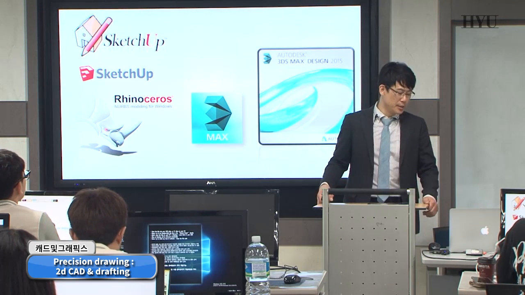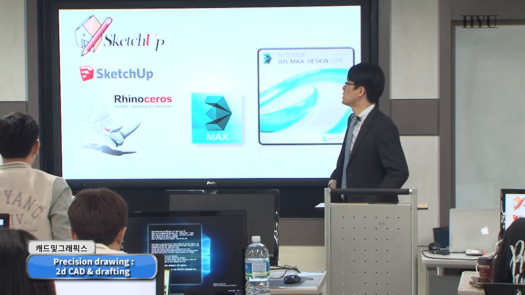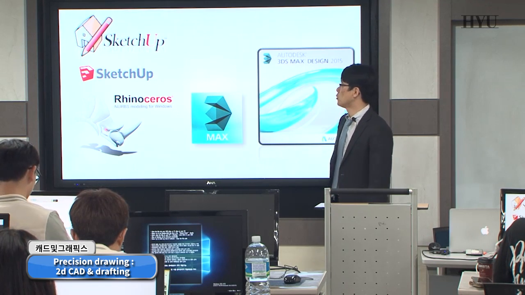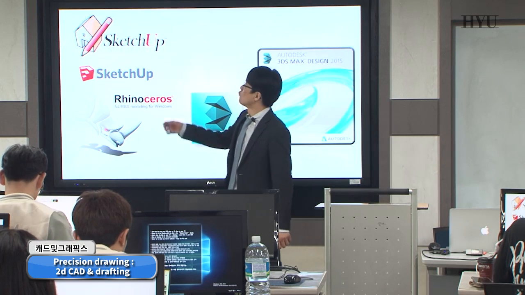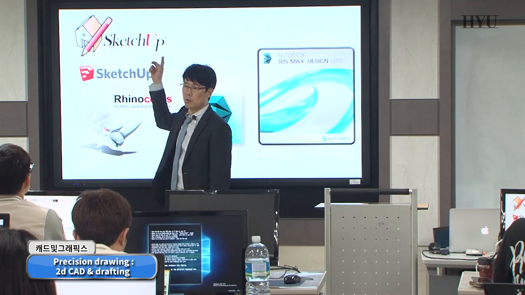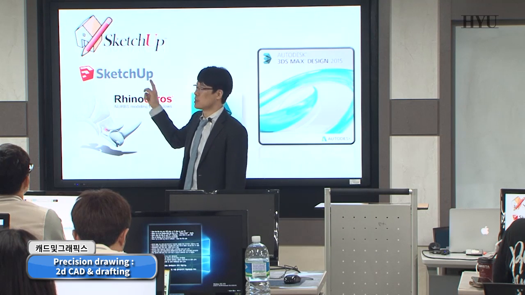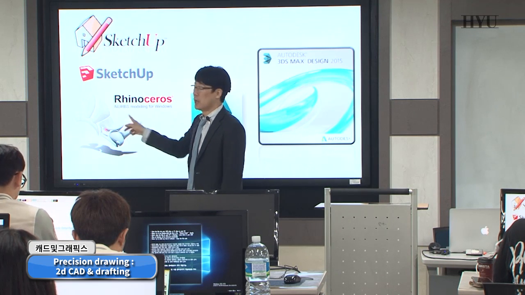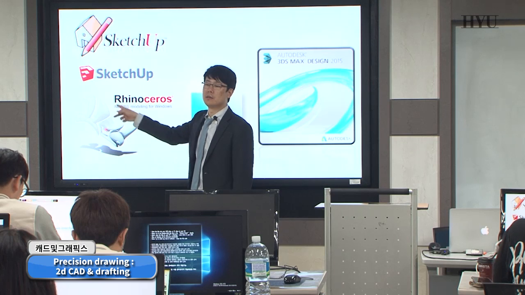So here I simply visualize representative software we are using. We are learning SketchUp, the kind of old version logo, and this is the newer version SketchUp logo, and the famous Rhino and Grasshopper.